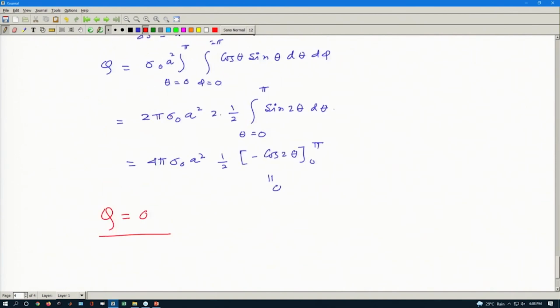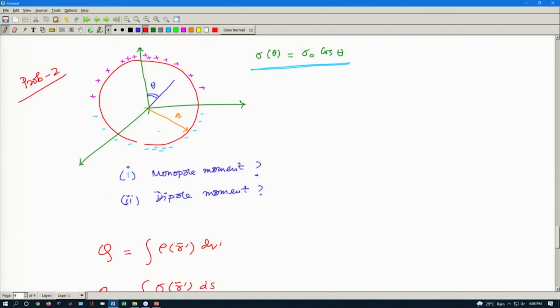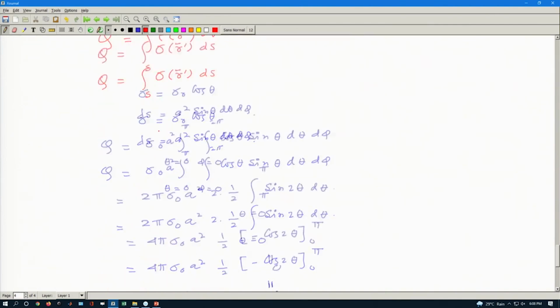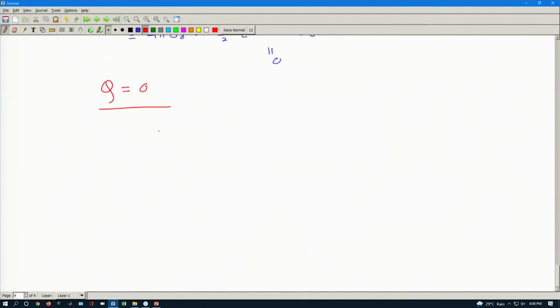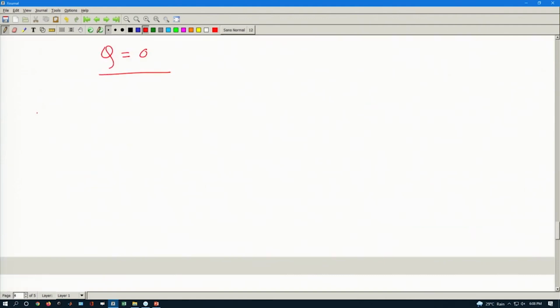So, I have my total charge here 0, that means the monopole moment is 0, and it is expected because of the way the charge is distributed. By symmetry, you can see that there should not be any effective charge. Whatever is positive on the upper side of the hemisphere is balanced by the lower side. Now, the next thing is important: what should be the dipole moment? So, case 2, what should be the dipole moment of this system, as per our notation? It should be written like this.